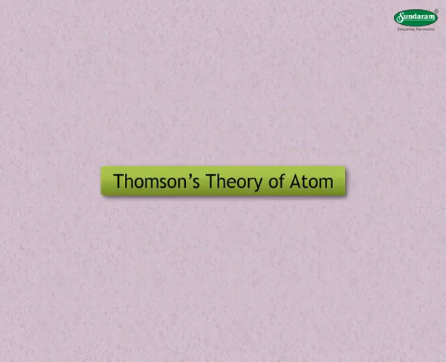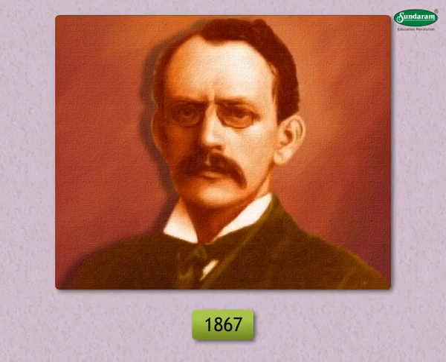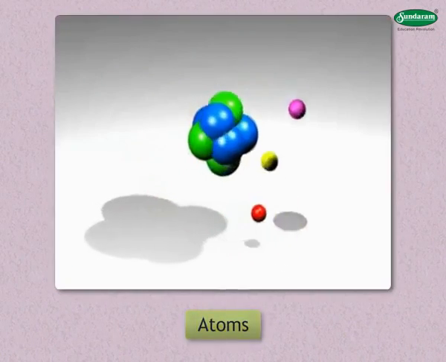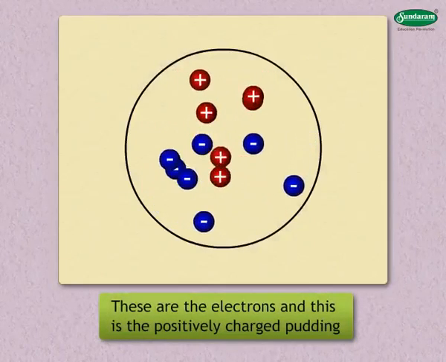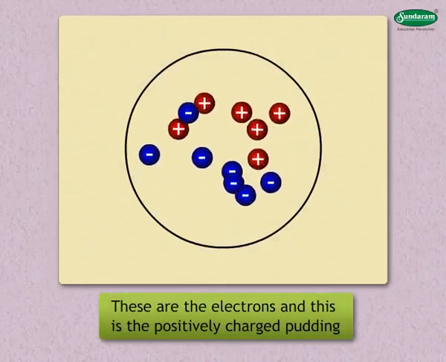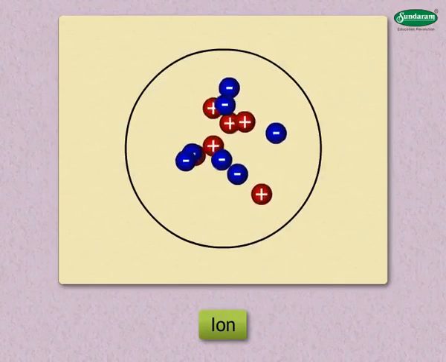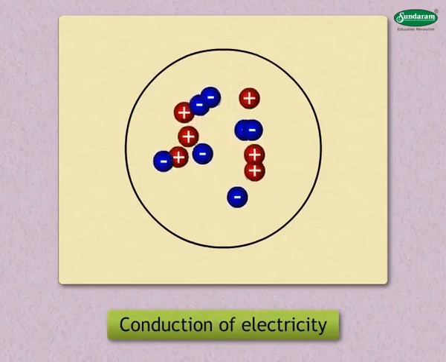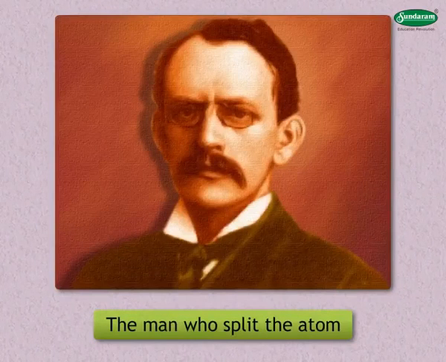Thomson's theory of atom. John Thomson, in 1867, developed the idea that atoms are made up of negative electrons embedded in a gel of positive charge, a plum pudding model. These are the electrons, and this is the positively charged pudding. This is how a positive ion is formed. This is what happens during conduction of electricity. Thomson may be described as the man who split the atom for the first time.